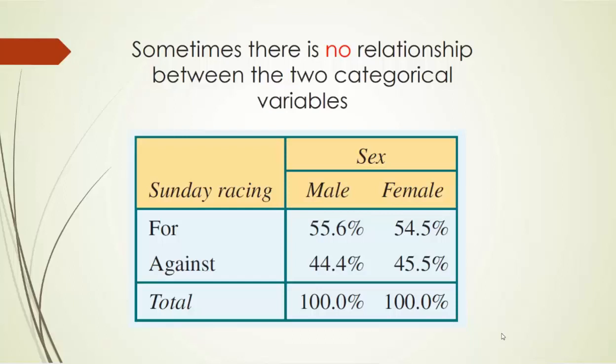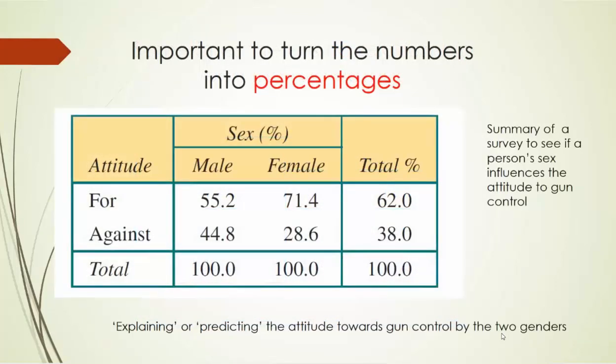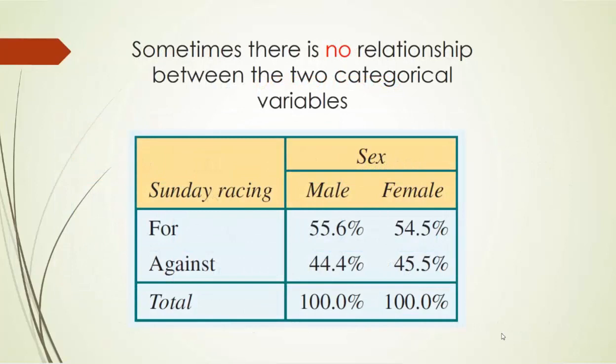But if the numbers are all the same, if 54.5% of females and 55% of males, there's no difference. The gender is not having any effect, you cannot use gender to predict in any way at all towards Sunday racing. The numbers are much the same. And that's what you've got to be looking for. If the numbers are much the same, as opposed to the last one where they were clearly different, you can say confidently, it doesn't matter what your gender is, you're going to come up with the same kind of response to Sunday racing.